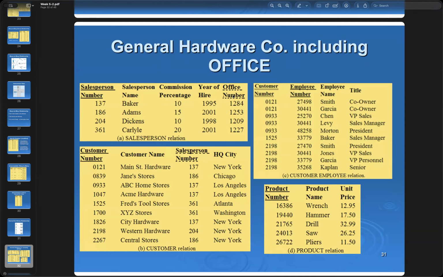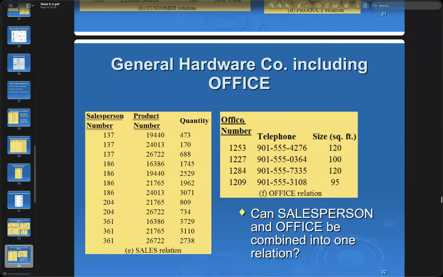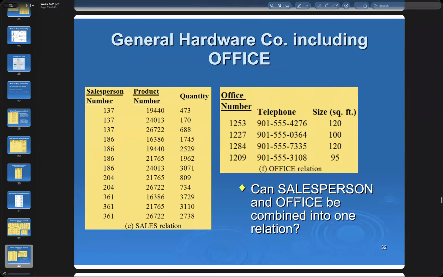If we have the relation called office, the primary key is the office number, and we have the foreign key referring to the office number. That's how it looks. And we can ask, can we combine the salesperson and office into one relation? Then we need to ask the question: is it a good way or not?